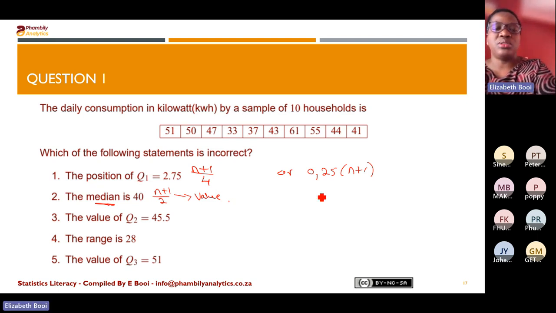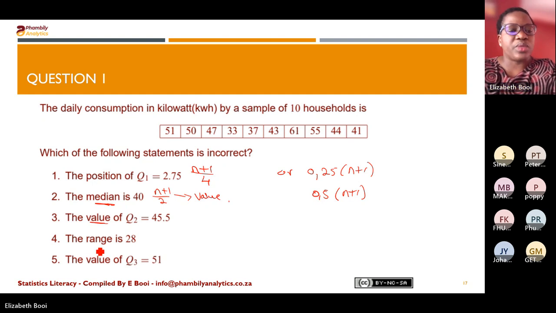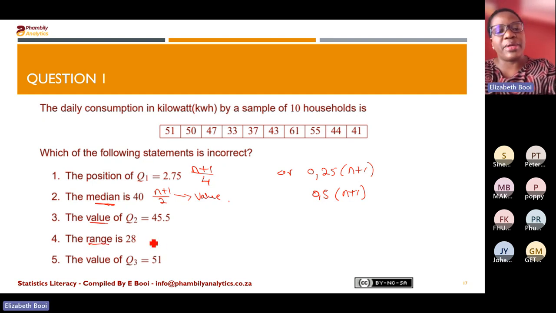You can also use 0.5 times n plus 1. The value of quartile 2, they're also looking for the value of quartile 2. I'm not going to repeat what I've just said. Previously, I told you that quartile 2 is the same as the median, right? The range of the data, remember what the range is, if you forgot: highest value minus lowest value, not the interquartile range here. They're asking you to find the range of your data.